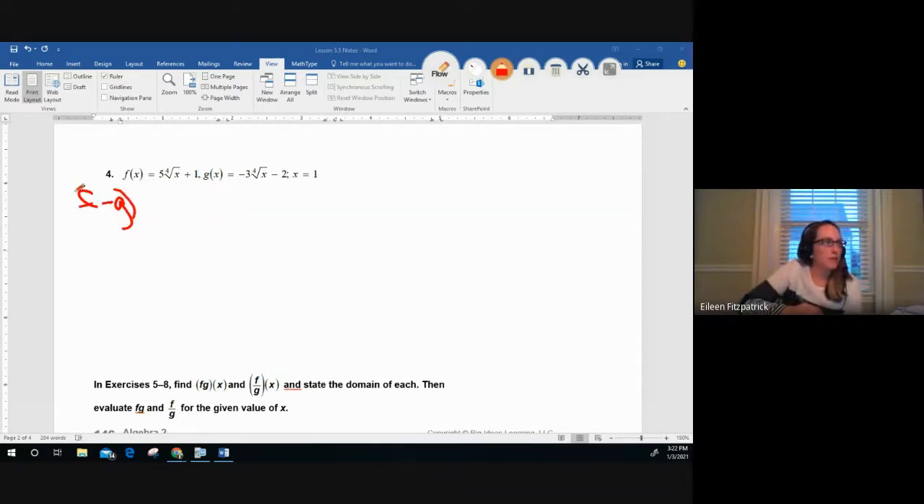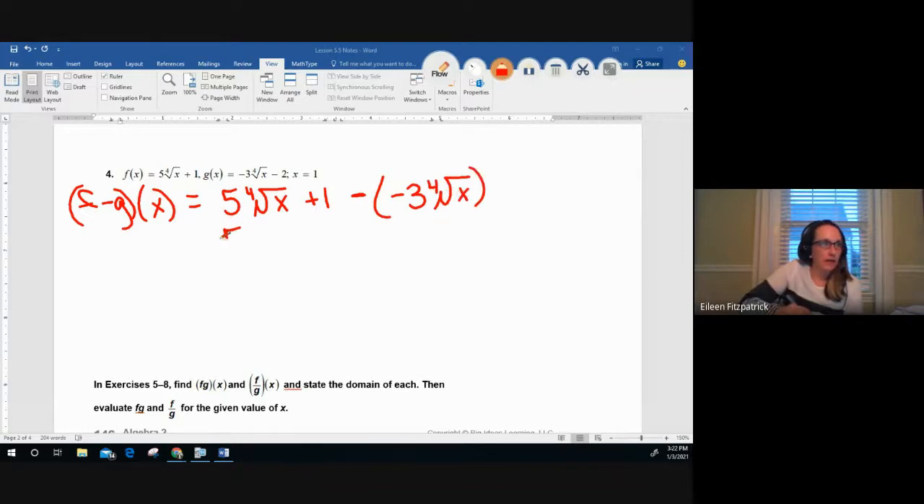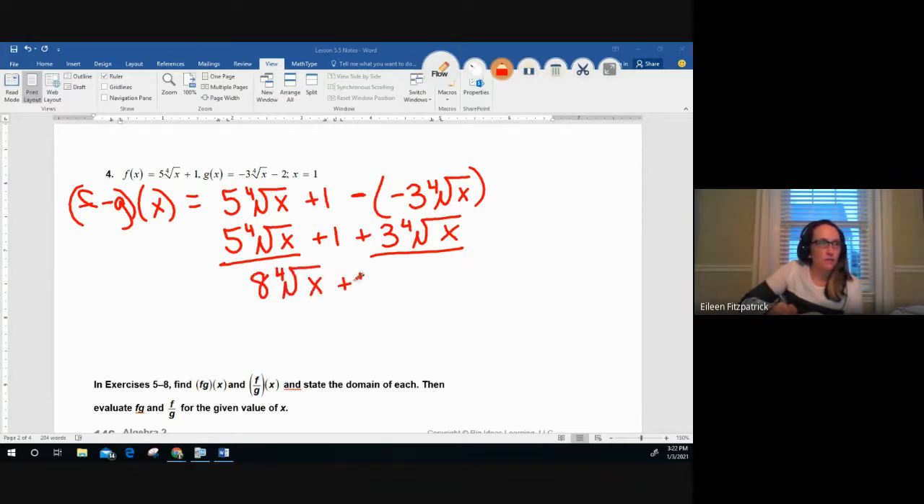f minus g of x. So I have 5 4th root of x plus 1 minus negative 3 4th root of x. Clean up the sign. So it's 5 4th root of x plus 1 plus 3 4th root of x. Like radicals, so you add their coefficients, it's going to be 8 4th root of x plus 1. So your f minus g of x function is equal to 8 4th root of x plus 1.